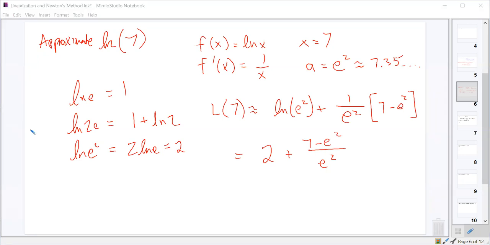Just to get this to look a little simpler, this could become 2e squared plus 7 minus e squared, so that'd just be e squared plus 7 over e squared. And what does that approximately equal? One plus 7 over e squared, which is a bit less than 2. Right, but what is that decimal approximation? Give me the like 5 or 6 decimals, please.